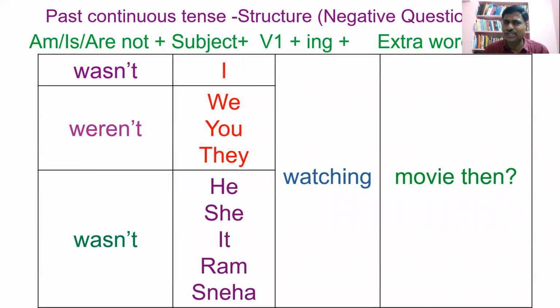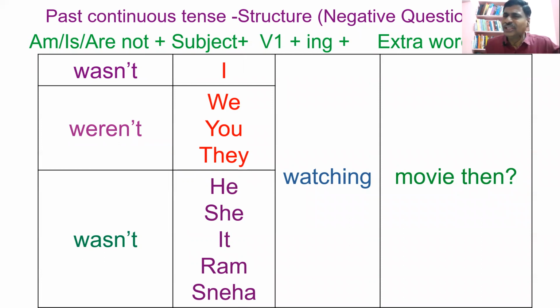Wasn't I watching a movie then? Weren't we watching a movie then? See, was I watching and were you watching is a positive question. Weren't you watching? Weren't you living in Delhi at that time? So like this we use negative questions. Sometimes they are required. We don't use them much, but we have to learn them.